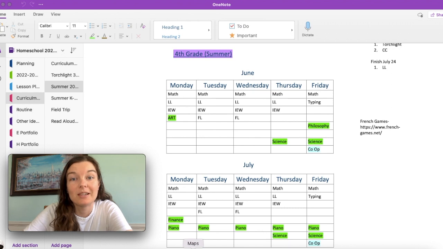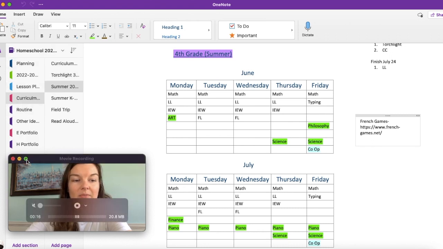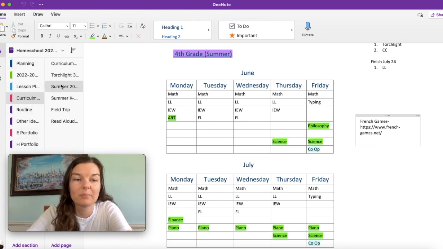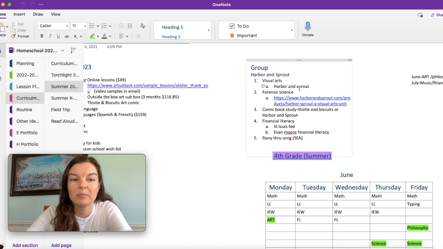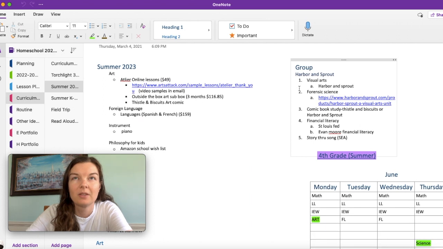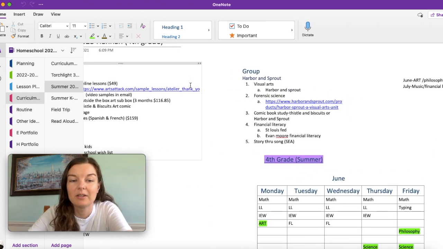All right, so I'm going to take you through my plan. So again, I'm using OneNote up here, and over here is kind of how I've organized everything. I have my different school years, planning, lesson planning, routine, portfolio information, all that. But let's take over to summer. So this is 4th grade summer. I do keep a list of things I want to incorporate or different curriculum that I want to. So this was kind of the area I was thinking about using, but not necessarily everything on there.